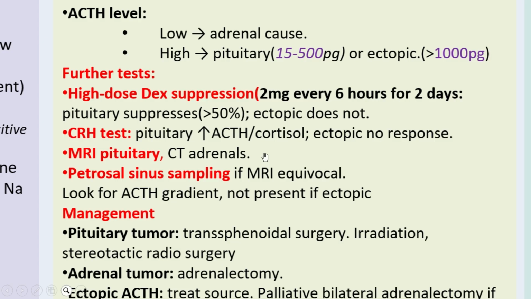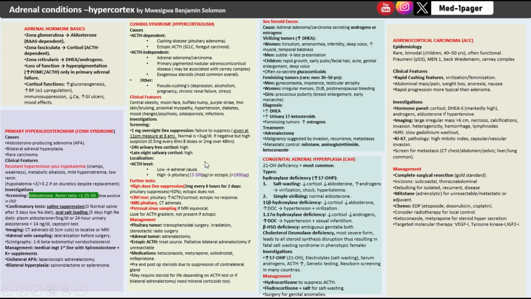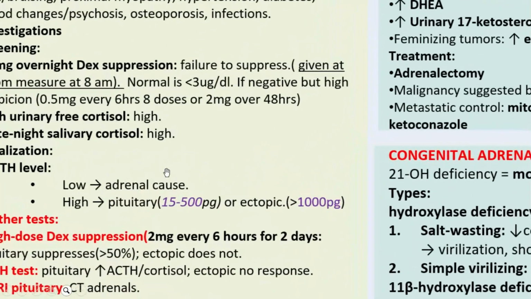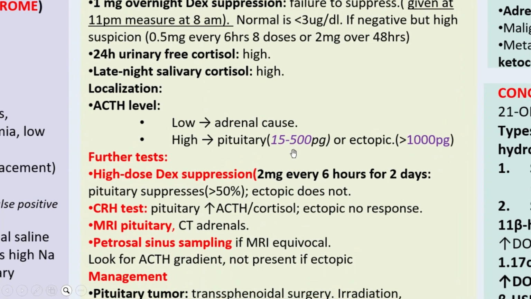We have what we call the inferior petrosal sinus sampling, where we get 2 cannulas, one in the peripheral, like on the hand, and the other on the jugular. And then you measure the gradient. You want to see how much ACTH is the difference between the ACTH in the periphery and the ACTH on the jugular. If it's from the pituitary, of course, it's coming from the head. The jugular is going to be high, so we have an ACTH gradient. If it's not present and we just have the same amount of ACTH both in the jugular and the periphery, then this is an ectopic source.